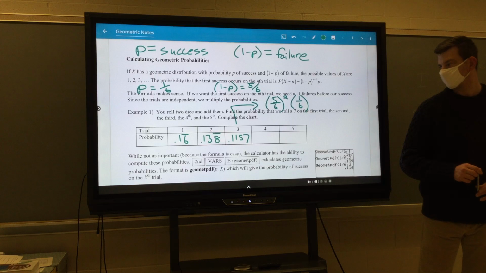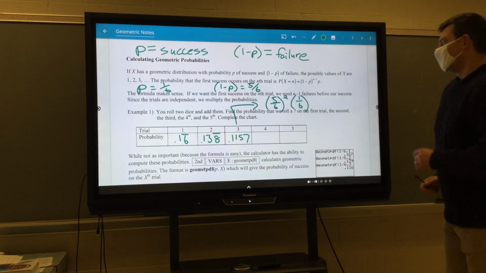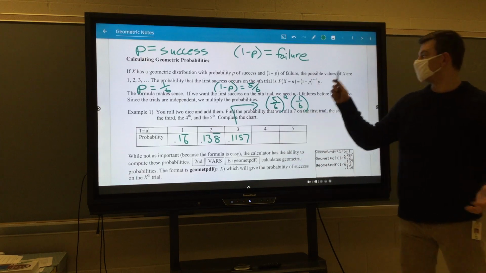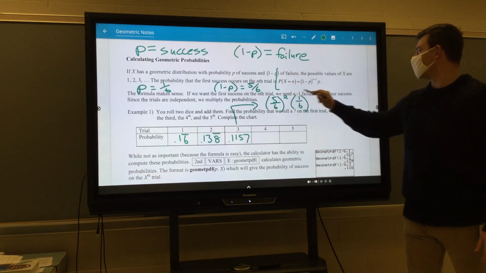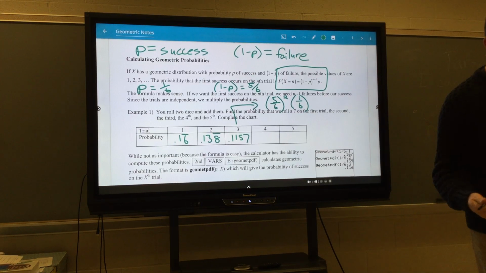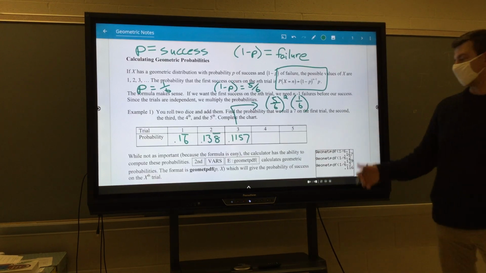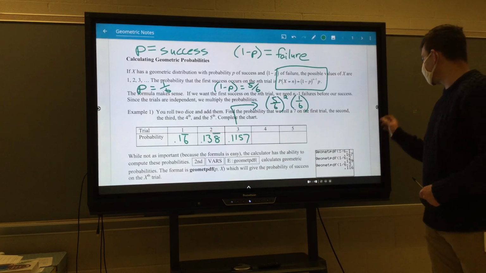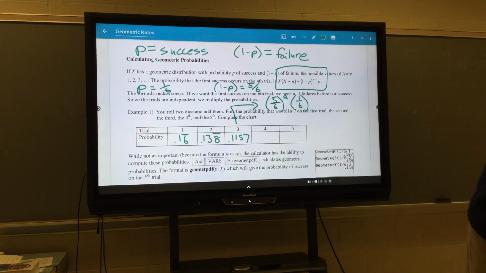Okay. So, this is pretty straightforward in terms of how you would use this equation to make these calculations by hand. But if you wanted to, you can use the calculator to do that as well. Okay? It's called a geometric PDF. So let me flip screens and get that going for us.